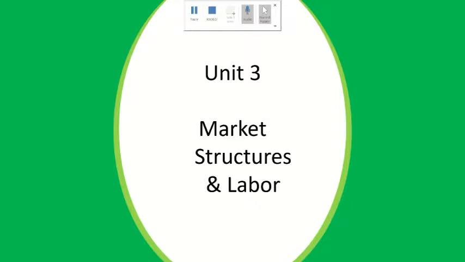All right, let's take a look at Unit 3, market structures and labor. A market is anything or any place where things are bought and sold. So if candy is bought and sold, there is a candy market. If you want to get more specific, Snickers bars, there is a Snickers market. Anything where anything is bought and sold, you call it a market.